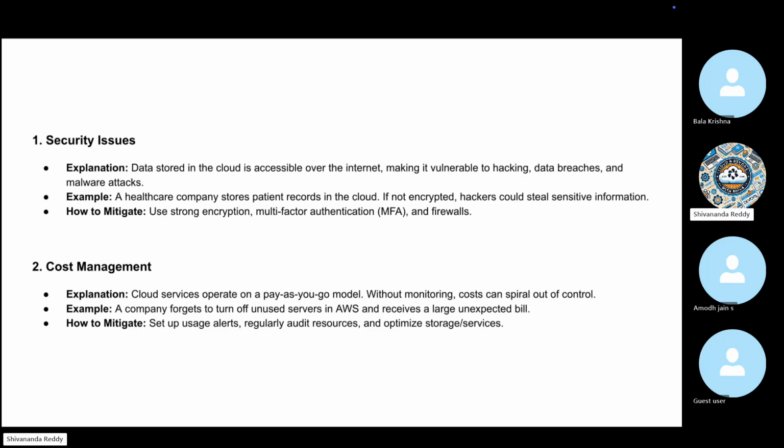Cost management: cloud services operate on a pay-as-you-go model. Without monitoring, cost can spiral out of control. You created 10 servers, and you were supposed to delete them. Out of 10 servers, 5 servers you didn't terminate today. If you realize after a week, the cost will have increased. A company forgot to turn off unused servers in AWS and got a large unexpected bill. How to mitigate? Set up usage alerts, regularly audit resources, and optimize the storage and services. This is the way we can mitigate that.